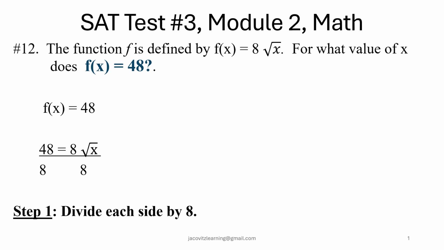Okay, so this is from a real SAT, and this is fairly easy. The function f is defined by f of x equals 8 times the square root of x. And just remember that this square root bracket also means, if you have something here, let's say you have 36 over here, all you'd have to do is take this off, throw the square over here, and it would become 6.